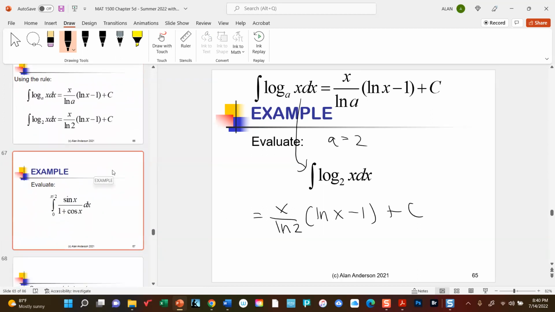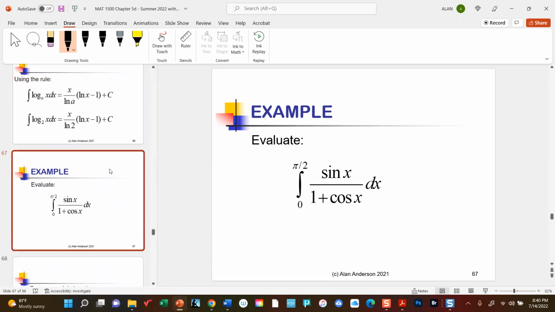Now, unfortunately, we can't completely avoid trigonometry in these examples. So now this is an intriguing case because it's hard to tell just by looking at this whether u should be sine x or maybe it should be 1 plus cosine x. Well, all right, let's try this.